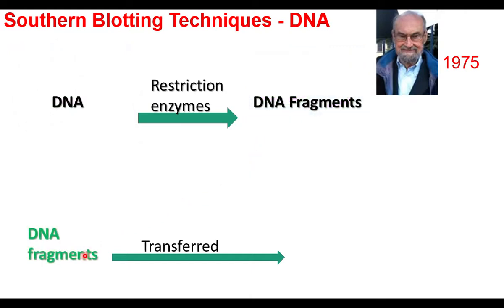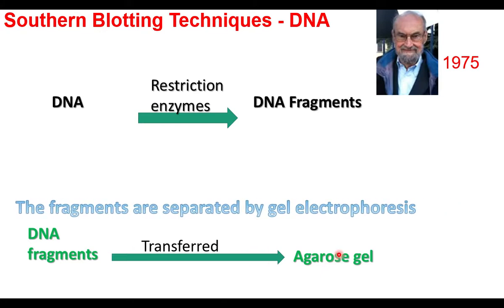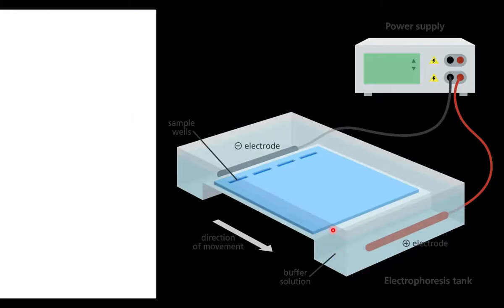The DNA fragments are transferred into agarose gel during gel electrophoresis. The fragments are separated by gel electrophoresis. We discussed gel electrophoresis in the previous video. This is gel electrophoresis technique apparatus. DNA is negatively charged molecule, so it moves from negative electrode to positive electrode. The DNA fragments are introduced into the wells.